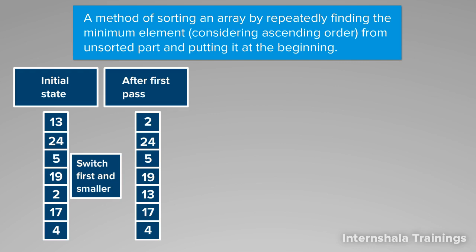For this, we first find the smallest entry in the array. The smallest entry is 2. Now, we move the number 2 into the first position by switching it with the element originally in that position, that is 13.